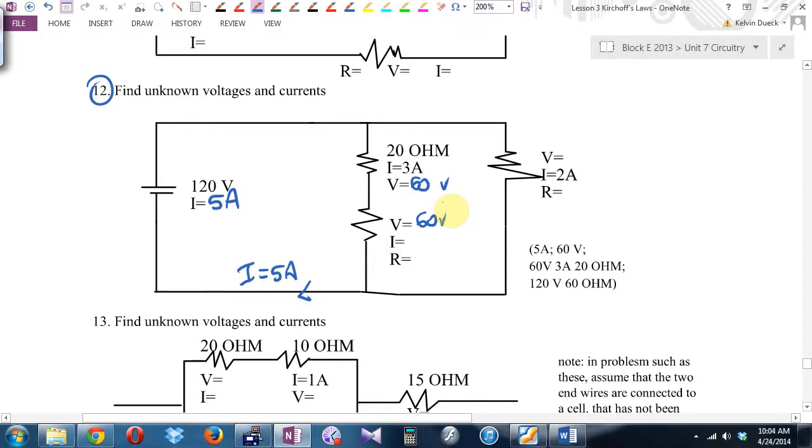Ooh, not only that, I know the current in that hill. Gotta be. Do I know 2? I know 3. R equals V over I. You know what? That's going to be a 20 ohm resistor, right? R equals V over I. Okay, I've analyzed that path.